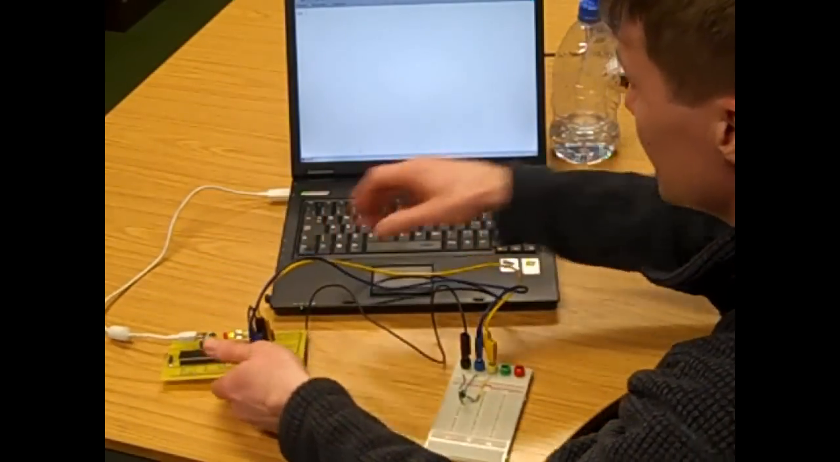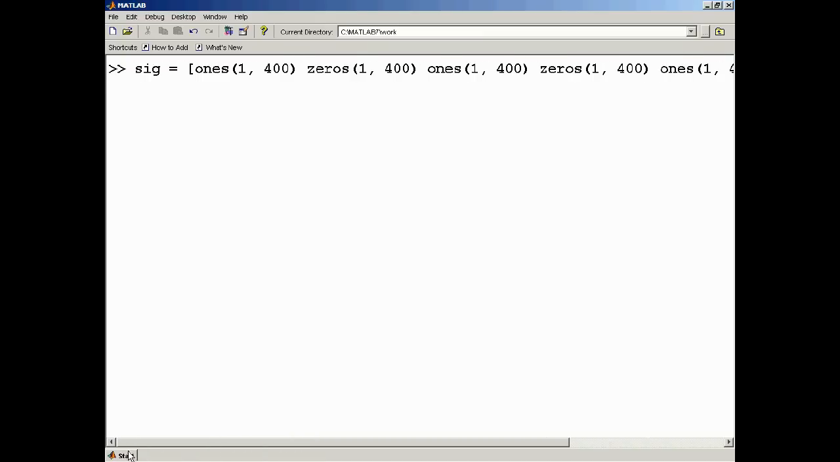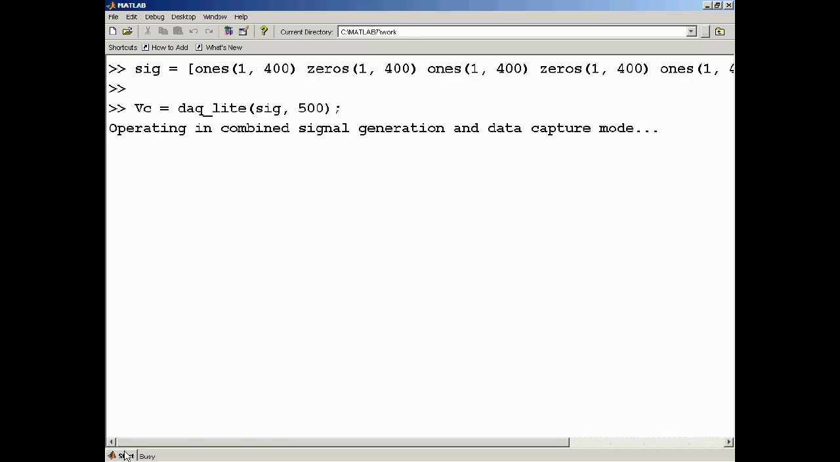So first of all, we have to set up the signal. That's a square wave. And then to send the signal out to the board, just type the following. So this sends a signal out at 500 samples per second.